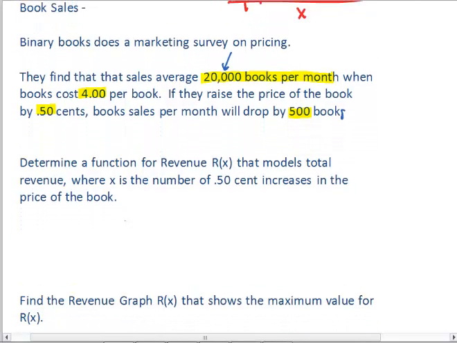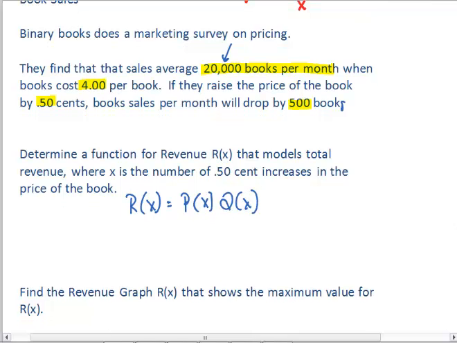So let's first write up what the revenue function would be. Revenue as a function of x is equal to two things: the price as a function of x times the quantity as a function of x. So based on the data, the price is right now $4 per book. But if I raise the price by 50 cents per book sold, I might see a change in the quantity sold.